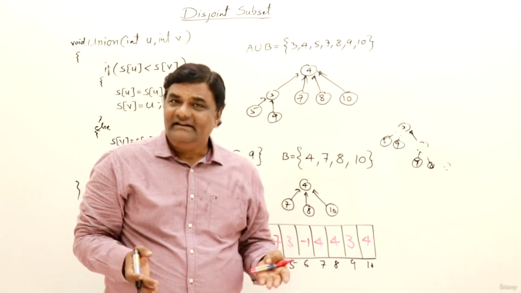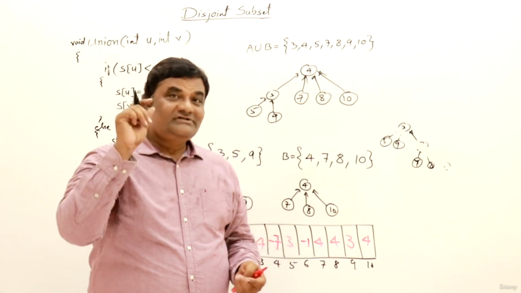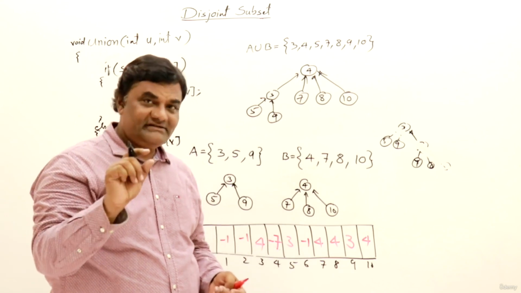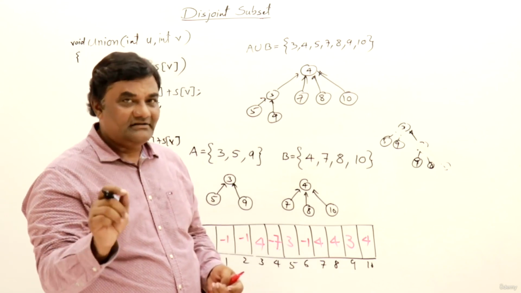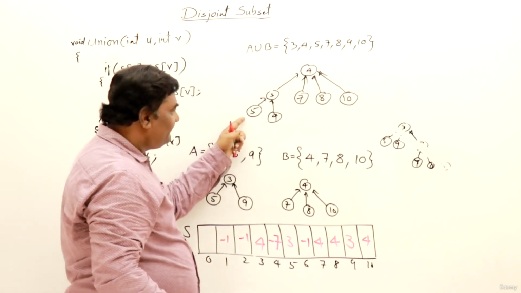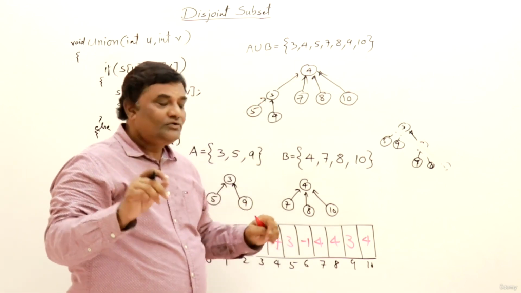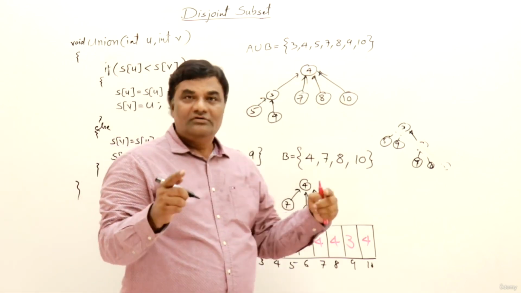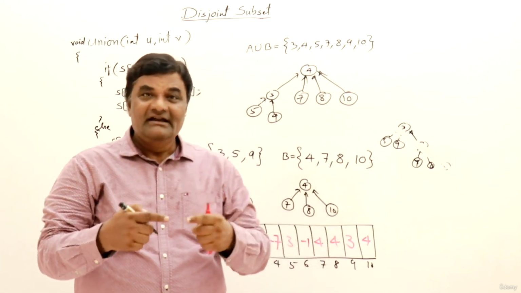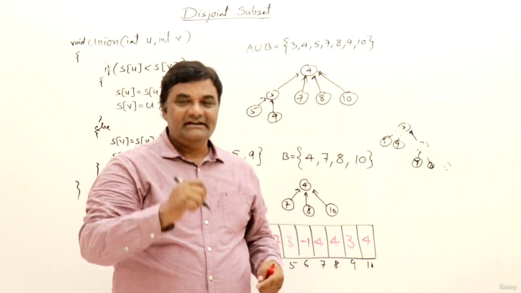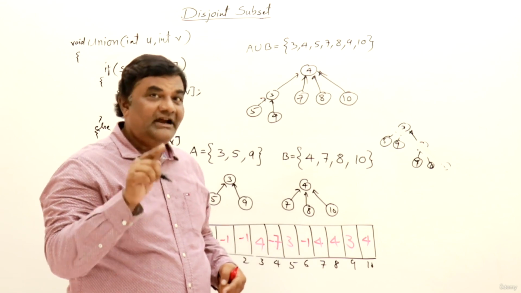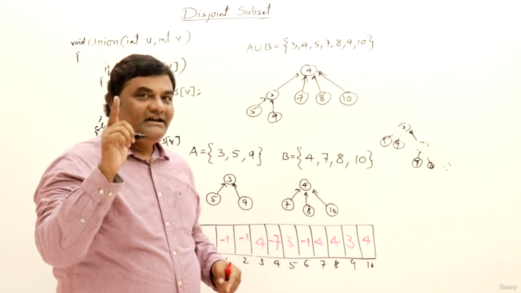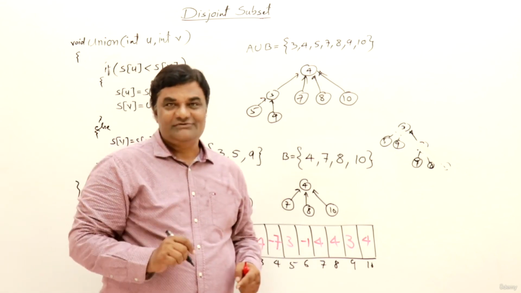Now, one important thing. How to know that there is a cycle? See, suppose the vertices, let us say 5 and 10. 5 belongs to which set? Parent is 4. 10 belongs to which set? Parent is 4. Oh, they are already in a single set. If you join them, it will form a cycle. If there is an edge from 5 to 10 and you are joining, it will form a cycle. That's how it is useful.